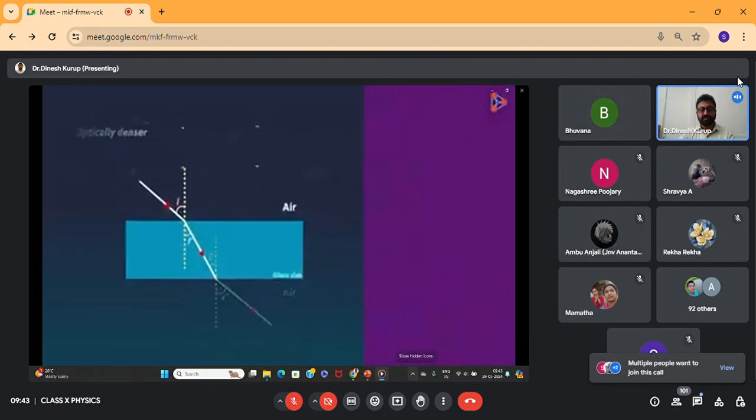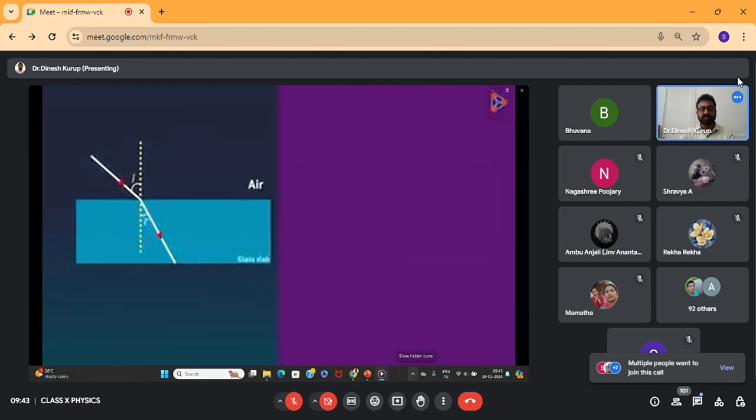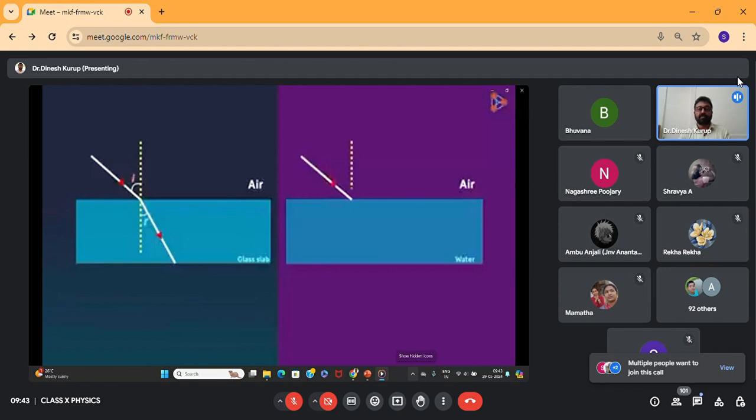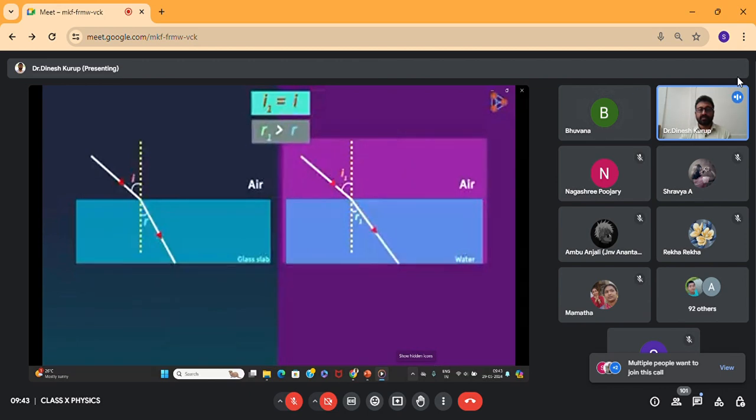Now that it's clear, I want you to understand another concept. Now, instead of a glass slab, we have water, and also suppose that the ray of light is incident in the same direction. We can see that this angle is the same in both the cases. So will the refracted ray in this case travel in this direction only? In other words, will the angle of refraction be the same in both cases? No, the angle of refraction will be different in this case. In fact, the angle of refraction here is greater than the previous one.